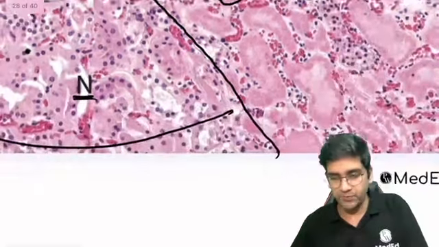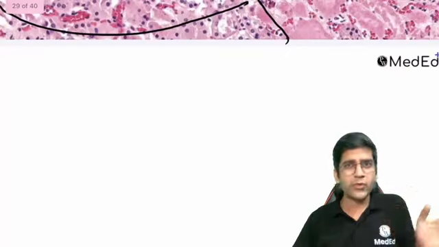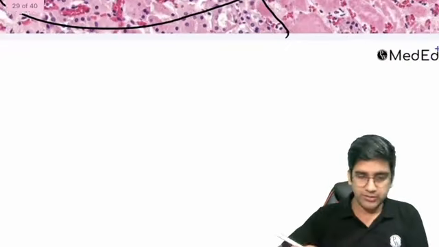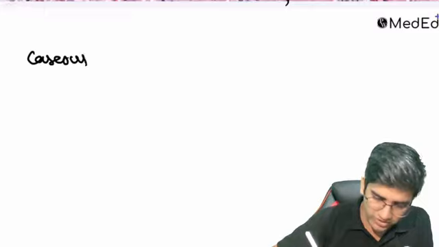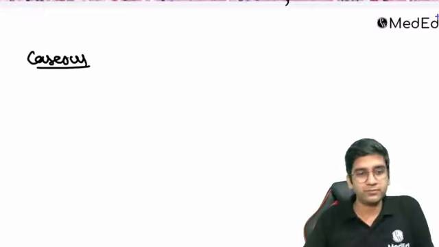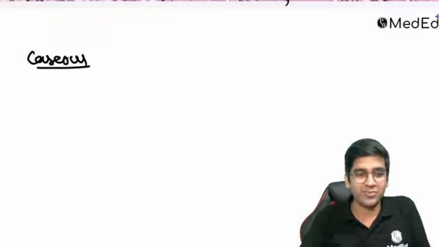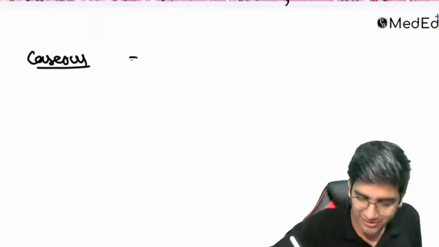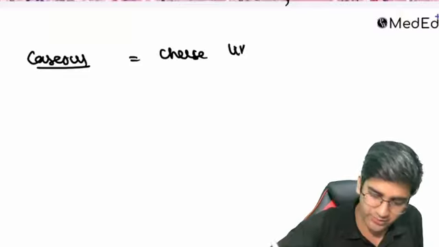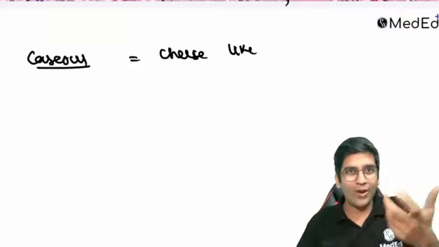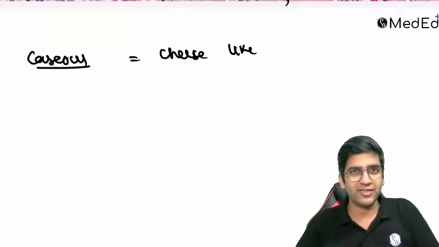Perfect, great. So now we're done with coagulative and liquefactive. The third one is caseous. What does caseous mean? Everyone here will know the answer. Caseous means cheese-like, right? Cheese-like means white in color. Cheese means white.